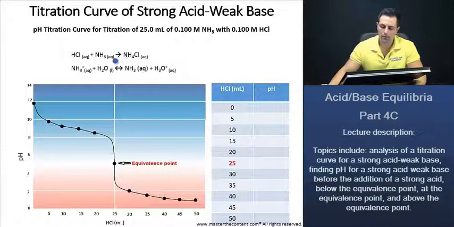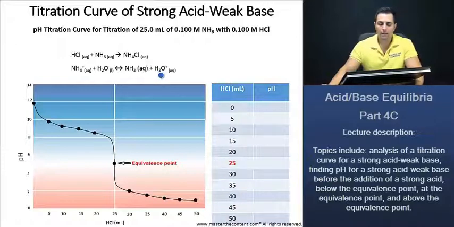And that ammonium is then going to react with water, and that's going to give us base, and it's going to give us hydronium ion. Now, because at the end of the reaction we're left with the hydronium ion, do we think that the solution is going to be basic, neutral, or acidic? Well, it's going to be acidic, because at the end we're going to have hydronium.